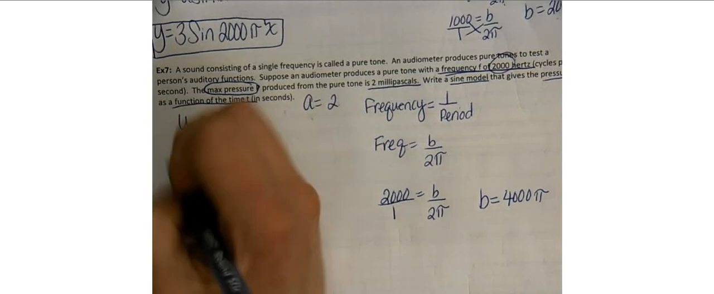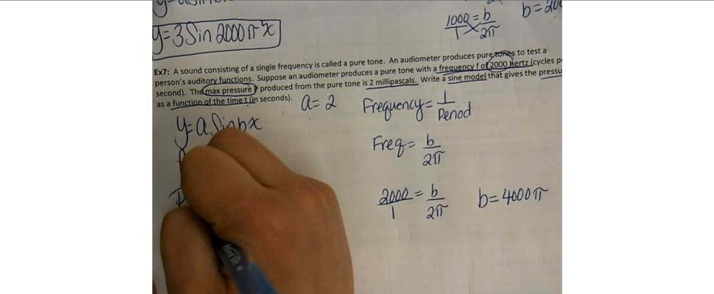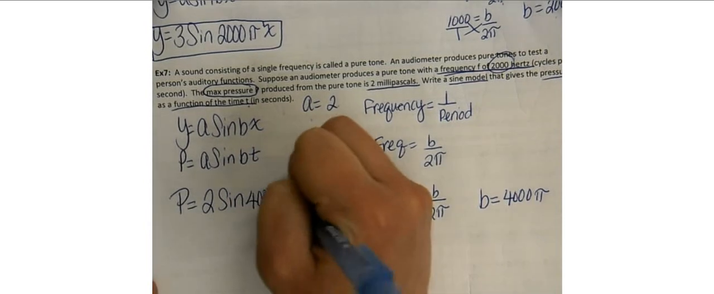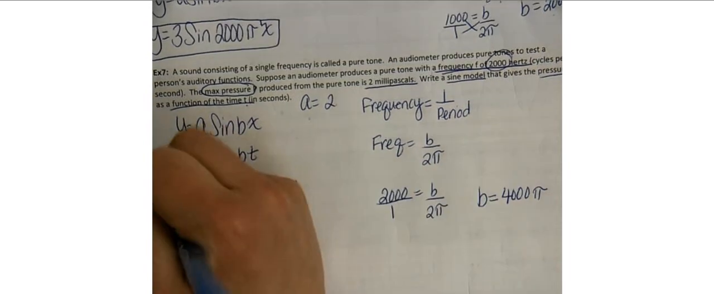So now that we have our A value and our B value, I'm going to write that P is equal to 2 times the sine of 4,000 pi times T. And that is our function. That is our answer.